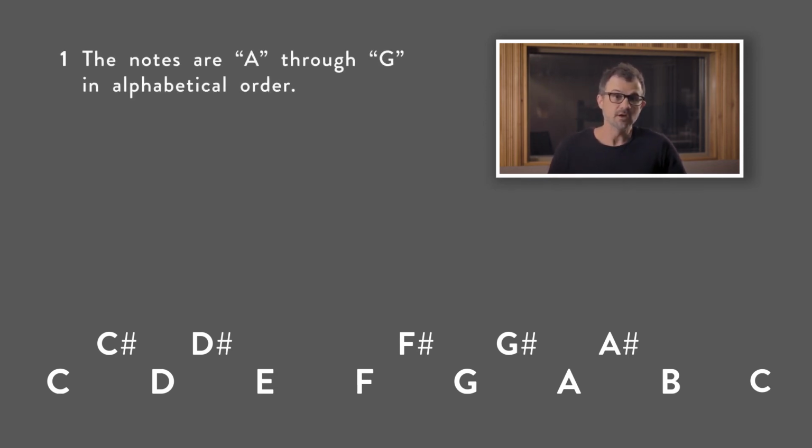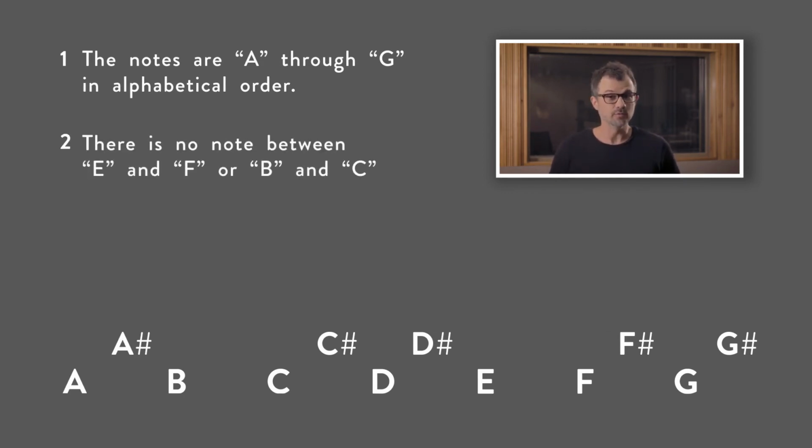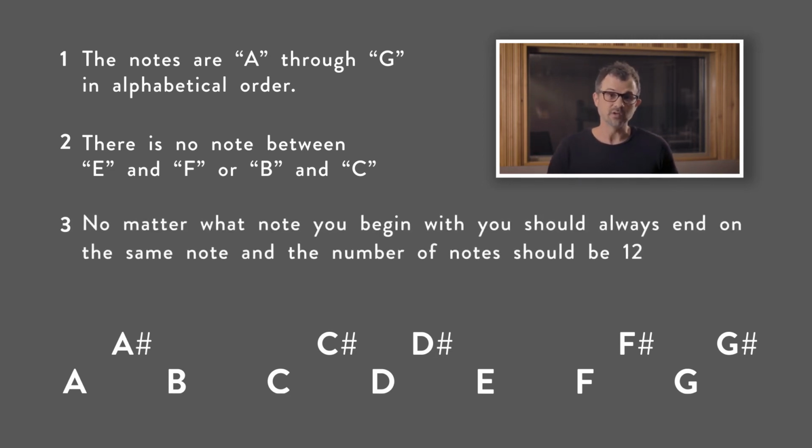First, the notes are A through G in alphabetical order. Second, there is no note between E and F or B and C, meaning there's no sharp or flat between E and F or between B and C. Third, no matter what note you begin with, you should always end up on the same note, and the number of notes should be 12.